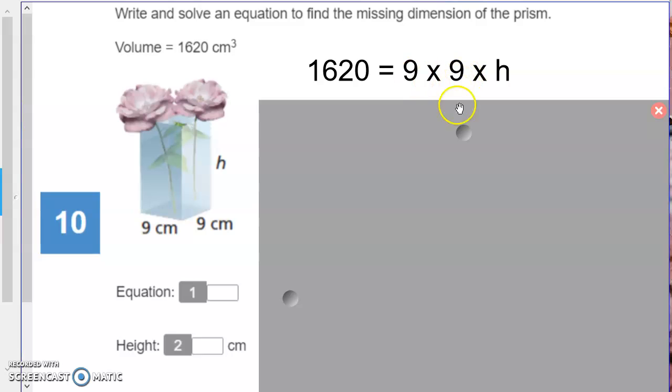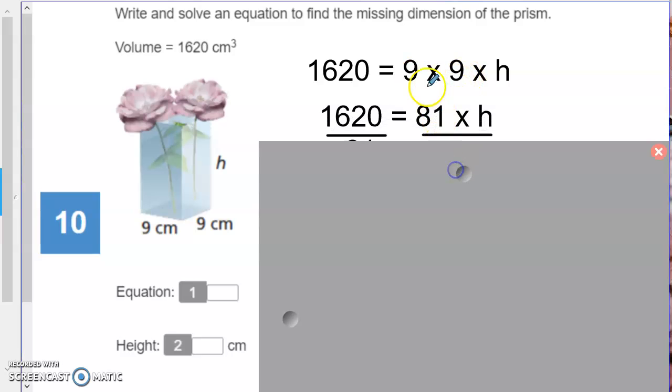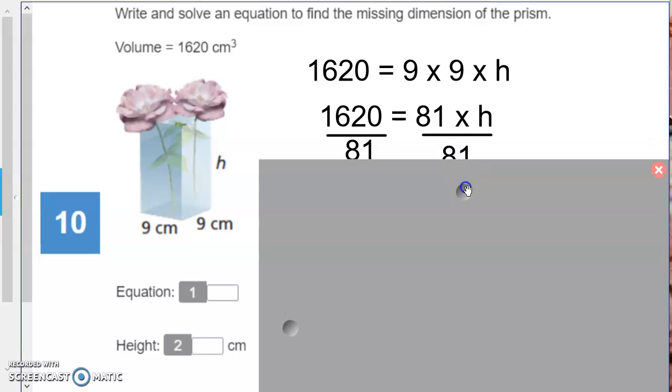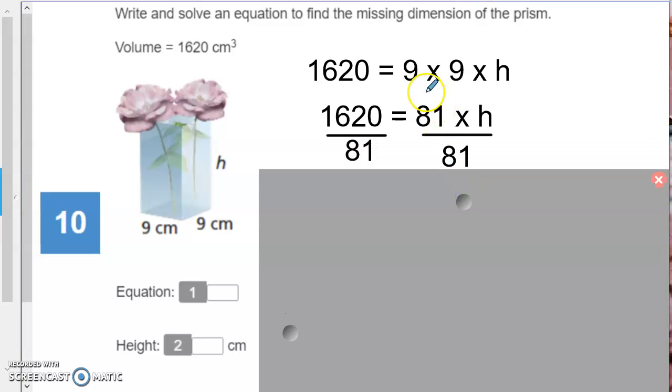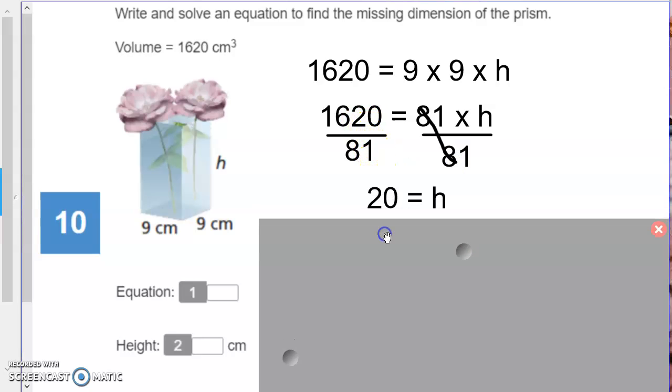So I want to multiply the 9 times 9 together first, and I get 81. So that leaves me with 81 times h equals 1620. Well, to undo multiplying by 81, I would divide by 81 on both sides. That causes those 81s to cancel, and 1620 divided by 81 leaves me with 20. So that means this missing height here, the number I would type into this box here, would be 20. This equation goes into this box, and then 20 would go into this box right there.